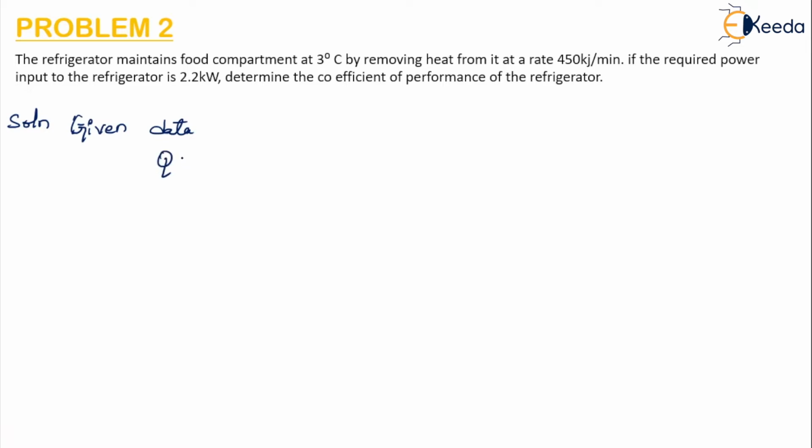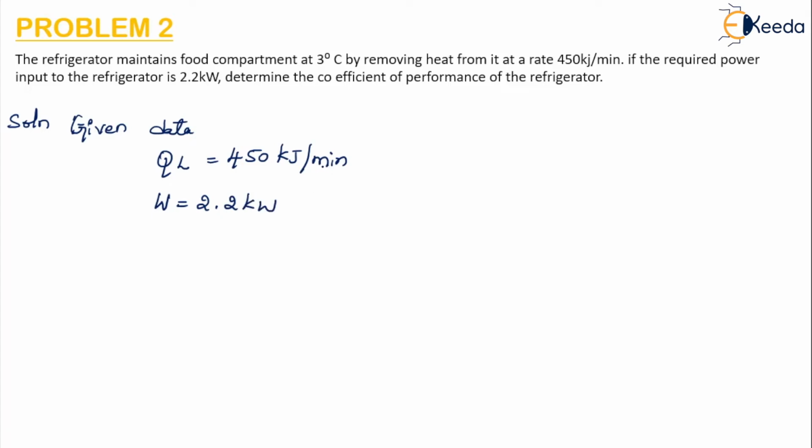So what is the rate at which the heat is removed? That is QL, the heat removed, which is given as 450 kilojoules per minute. And then they're saying that the power input, that is W, that is the power given, is 2.2 kilowatt.